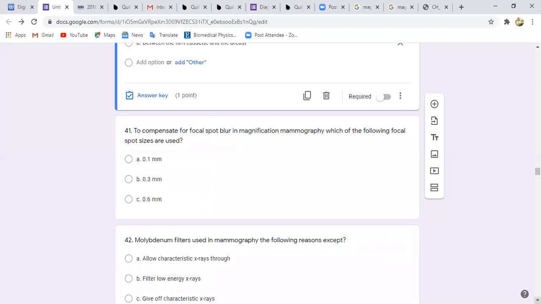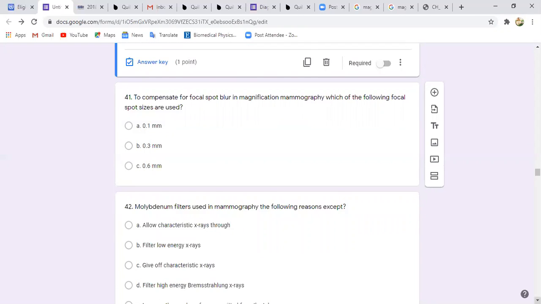It's A, of course, straight up. If you are using magnification because of an image and blurring, if you use 0.3, we're going to have much more blurring. So we reduce that effect by using the smaller focal spot, which is 0.1 millimeter.